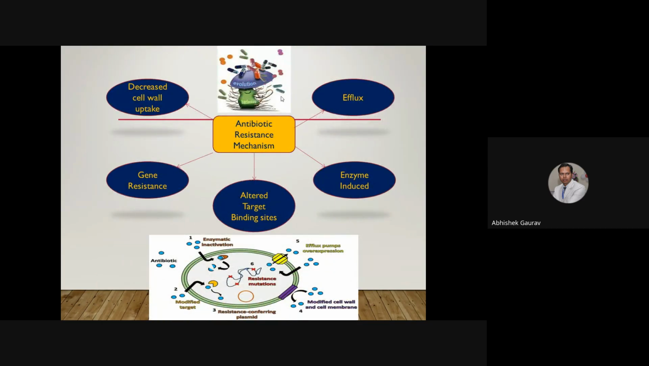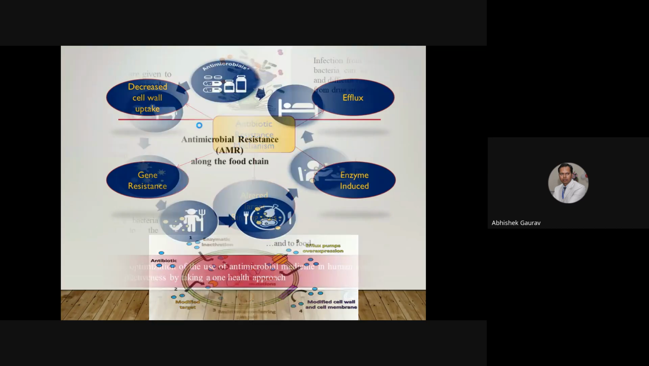Then how they develop resistance mechanism, I think we need not go into the mechanism. There are many mechanisms like efflux pumps, enzyme-induced, altered target binding sites, then through the plasmids, transposons, and mobile genetic elements, also through the decreased cell wall uptake.